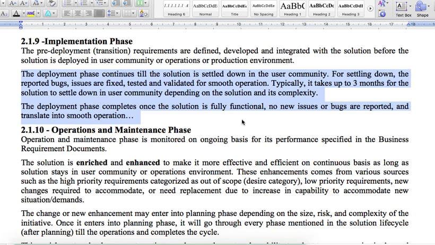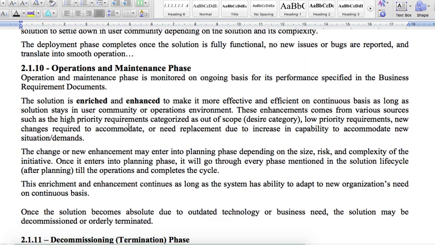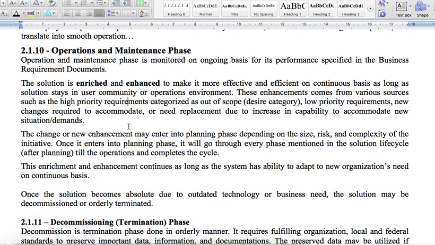Then comes your operation and maintenance phase. Question: okay, I believe there are no questions, so I'll go to the next level, that is the operation and maintenance phase.